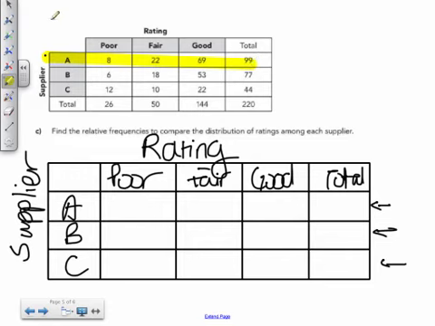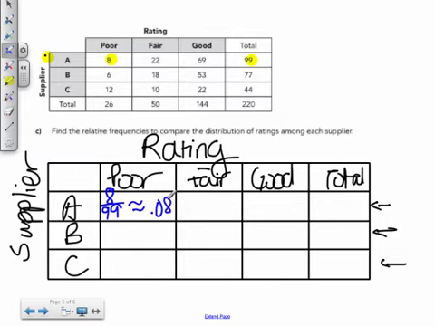Okay, so there were 8 items that were poor out of 99 total items in supplier A, right? So I had 8 here, and it's out of the total 99 that I have here. So it's going to be 8 out of 99. When you plug that into your calculator, you'll get approximately 0.08.